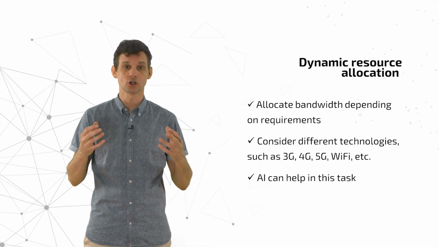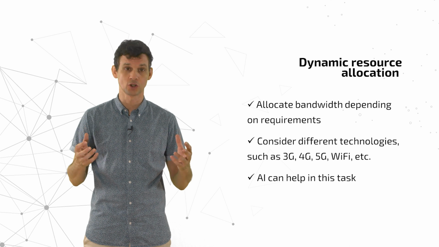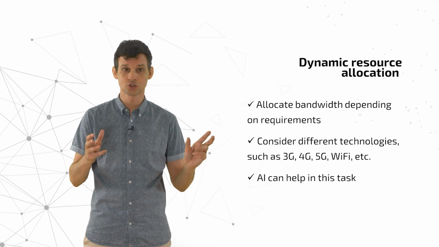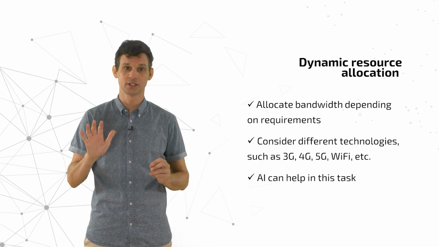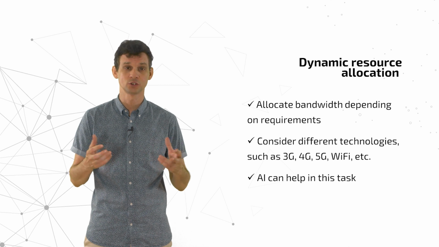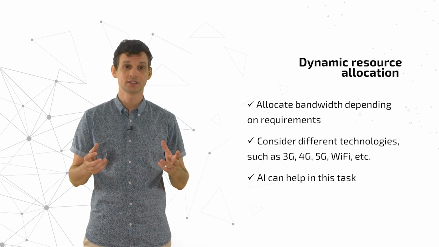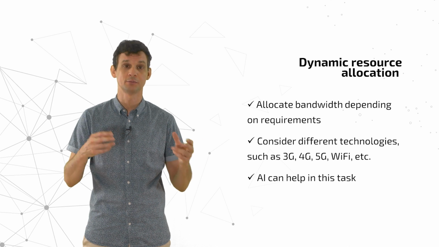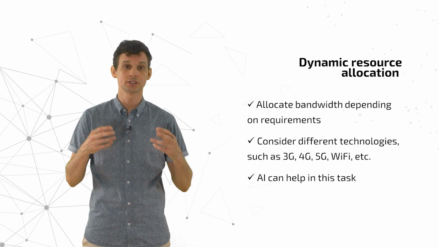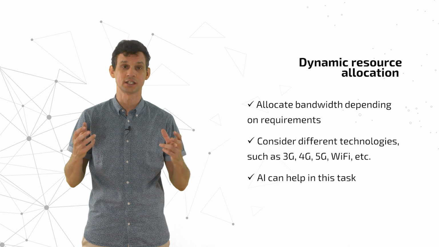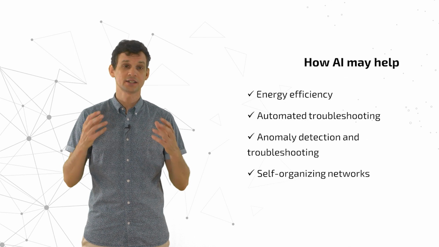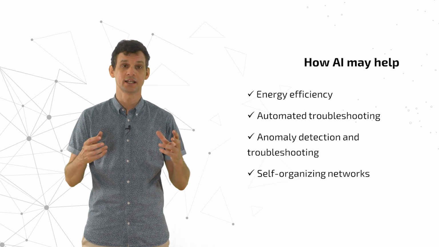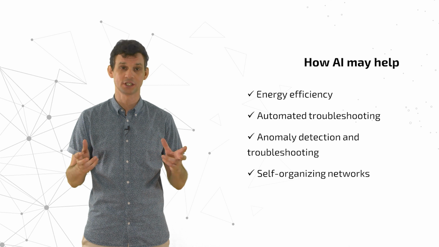Modern networks incorporate a diverse range of technologies, from older 3G and 4G networks to the new 5G networks, Wi-Fi, and IoT technologies. AI can facilitate the seamless integration of various network technologies by dynamically managing resources and coordinating operations across these networks. There are several other aspects where AI can be used in wireless network optimization.